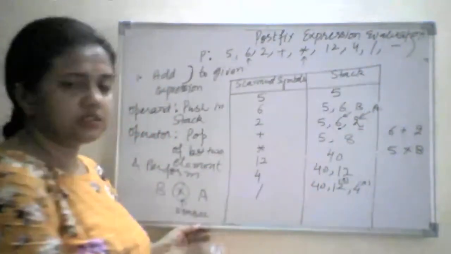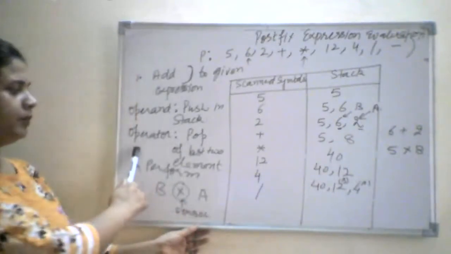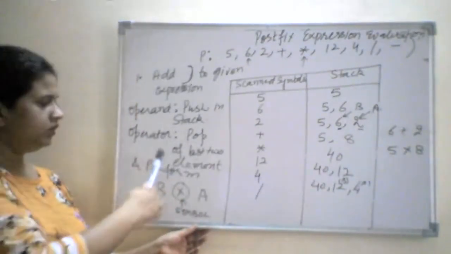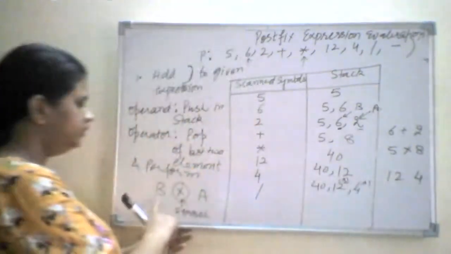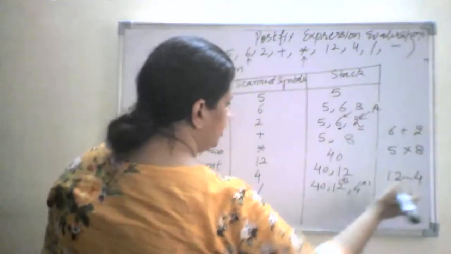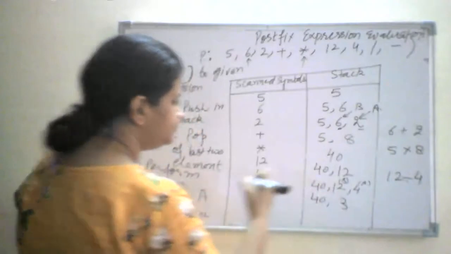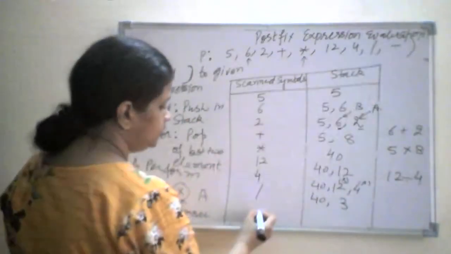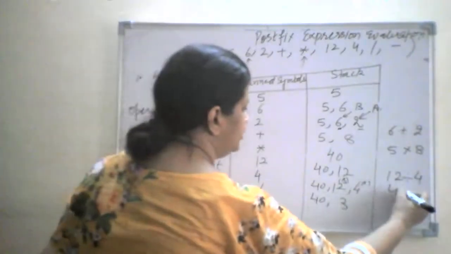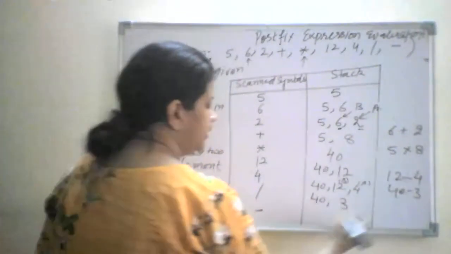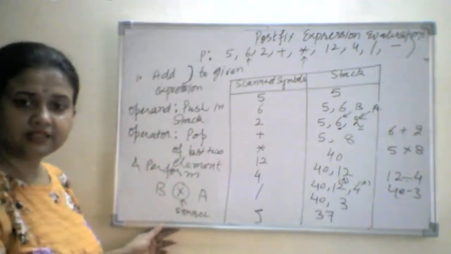Then you will come across the next symbol, that is your division symbol. Division means it is an operator, so you need to do the pop. You will pop A and B, 12 and 4, and you will perform 12 divided by 4. That will give you 3, with 40 below it. After that you have got the minus sign, so 40 minus 3 will be performed, right? So it will give you 37.